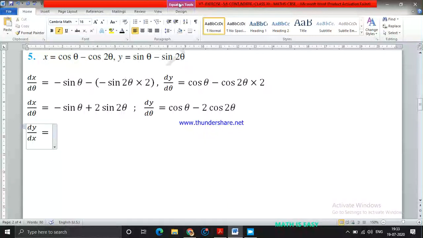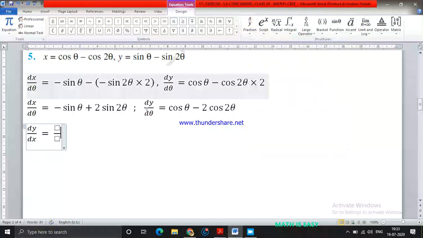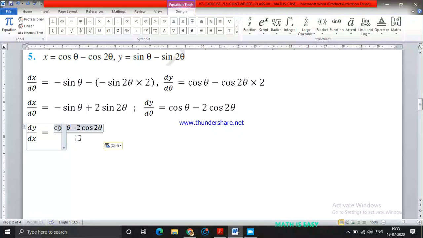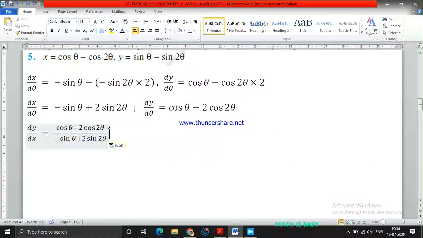Here I'll put the answer directly instead of writing each and every time. You'll get dy by d theta, which is cos theta minus 2 cos 2 theta, and here you will get minus sin theta plus 2 sin 2 theta. Okay, if you want you can further simplify this one. The cos 2 theta formula is 1 minus 2 cos square theta. No, I think you can leave the answer here itself.